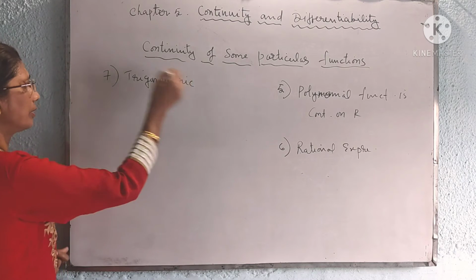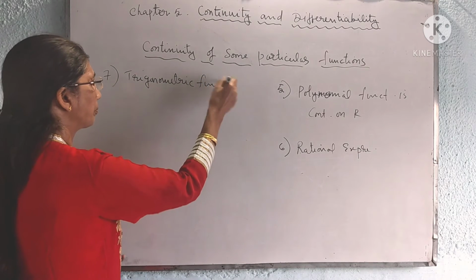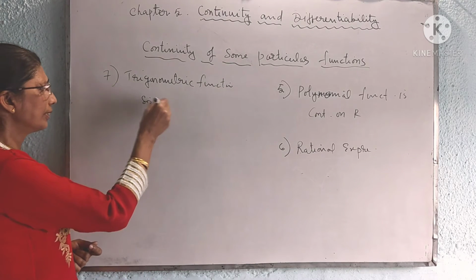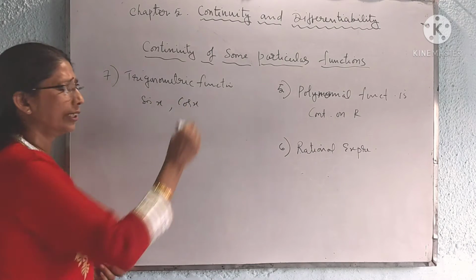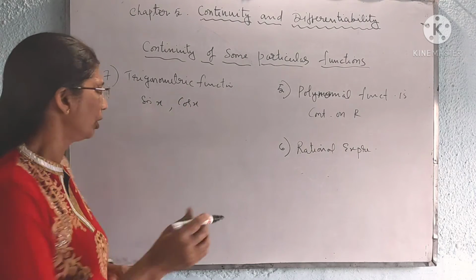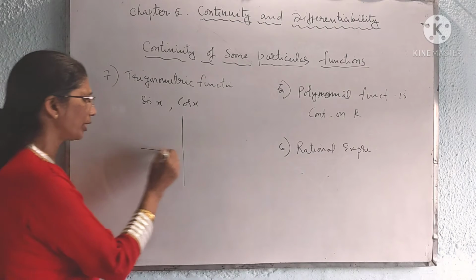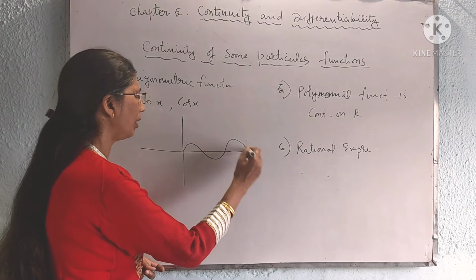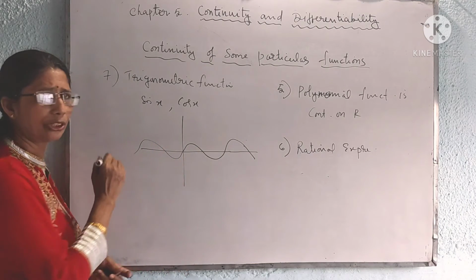Trigonometric functions. The trigonometric functions sin x and cos x are always continuous. You know the graph of sin x. This is the sin x graph. It will be continuous. There is no gap.